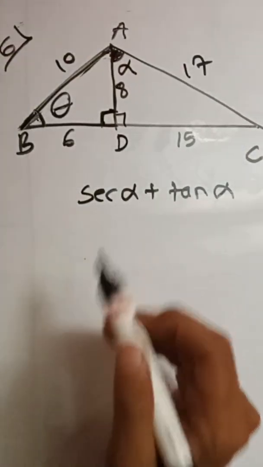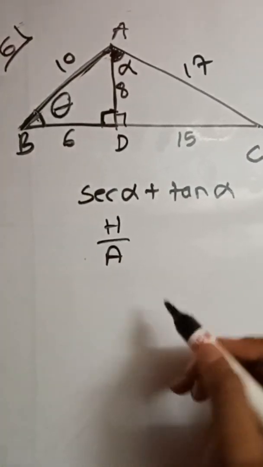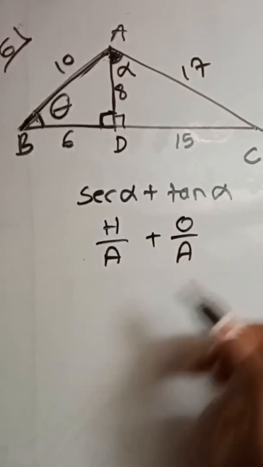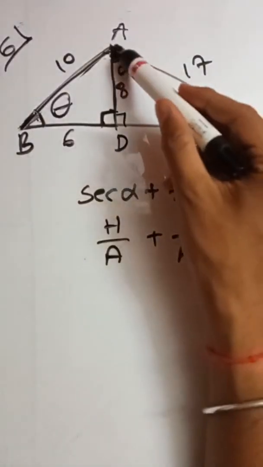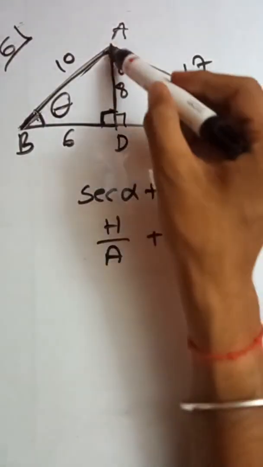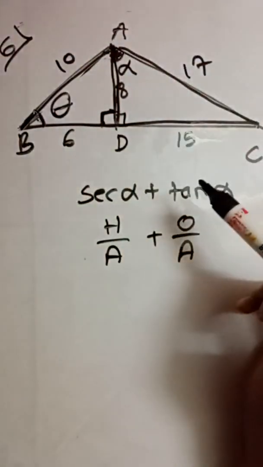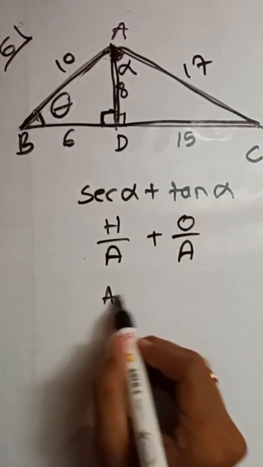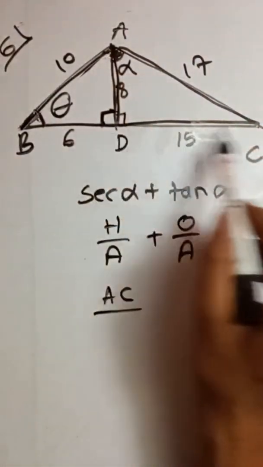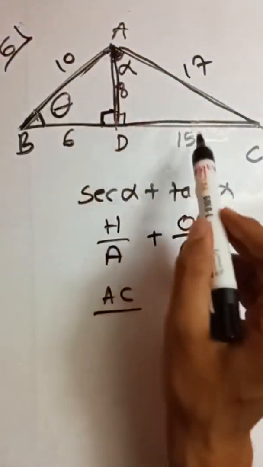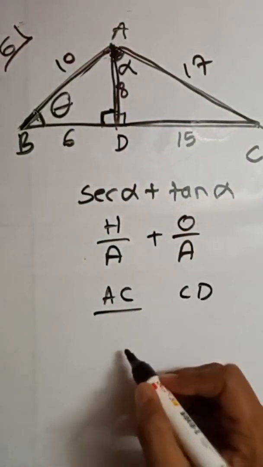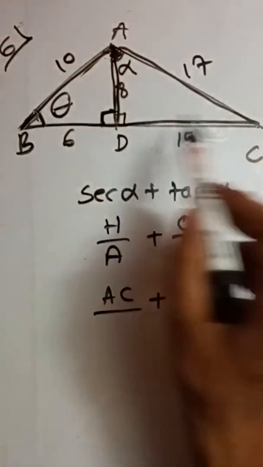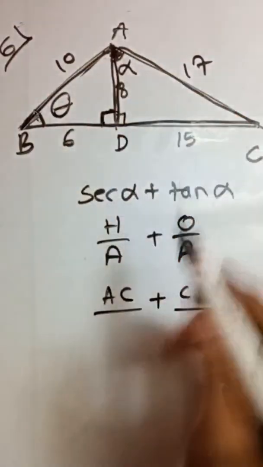Cos is A upon H, sec is H upon A. Okay, plus tan, tan is O upon A. Now I'm talking about this triangle. For this triangle, AC is the hypotenuse. Okay, so hypotenuse is AC, opposite is DC. Opposite is CD, and what is adjacent? If this is the hypo, this is opposite, so this will be adjacent AD.